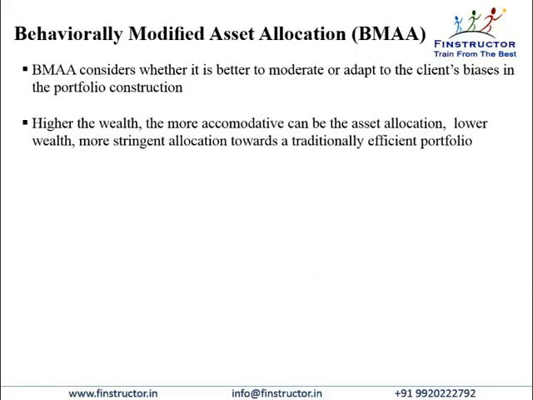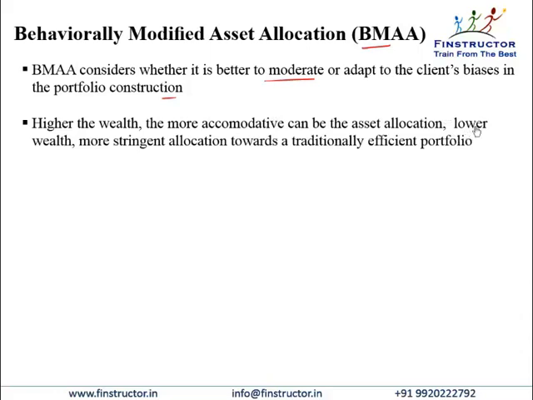Now, very importantly, the behaviorally modified asset allocation considers whether it is better to moderate, that is, mitigate and educate, or is it better to adapt the client's biases in the portfolio construction. If the client is independently wealthy and quite well off, then you can be more accommodative of his biases. That is, even if he has a bias, say he wants a concentrated position, you can give in to his requests.